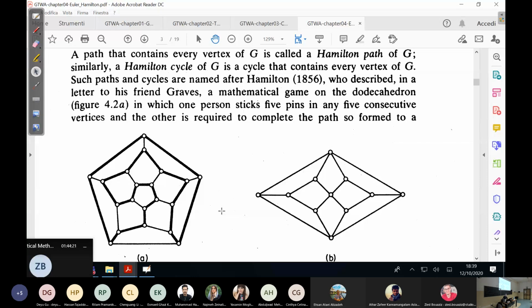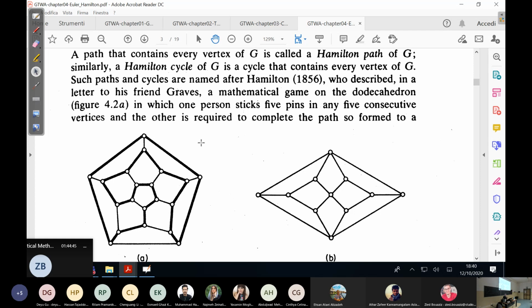Actually it was too easy, and so it was not solved. I think he got 150 pounds at that time. It was not too little, but he didn't become rich because of this. And so it is very similar to the idea of the problem of Euler, okay?